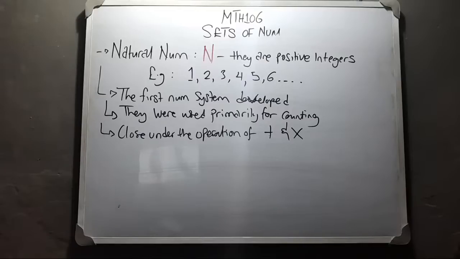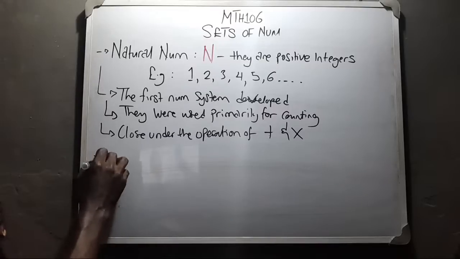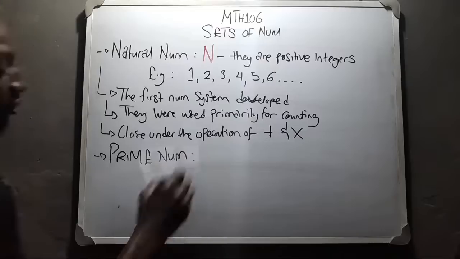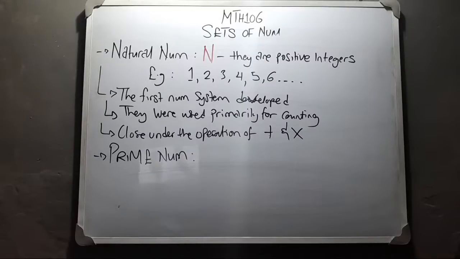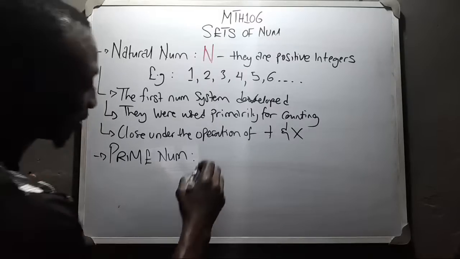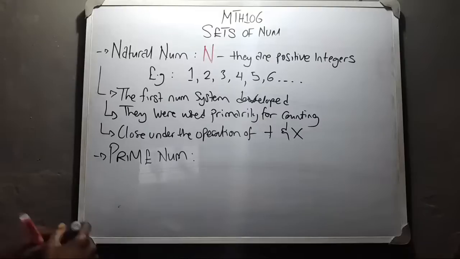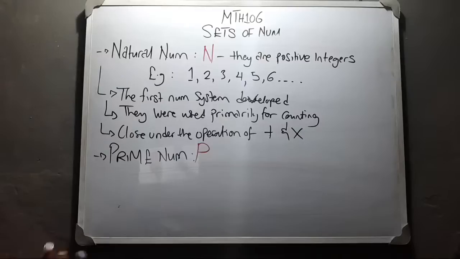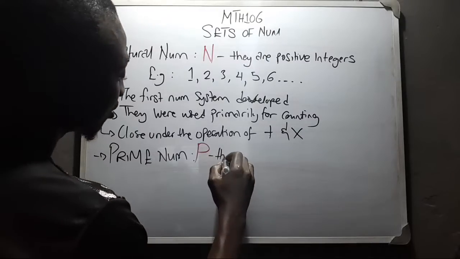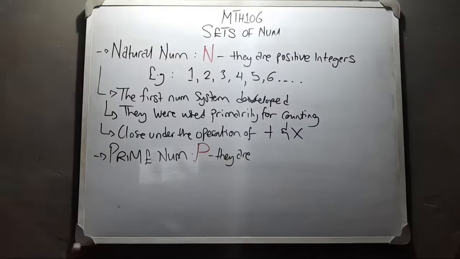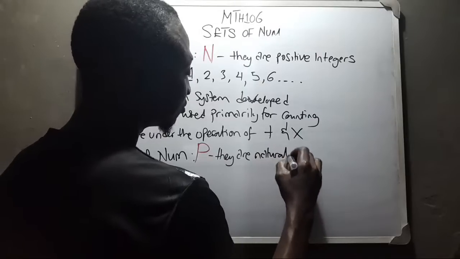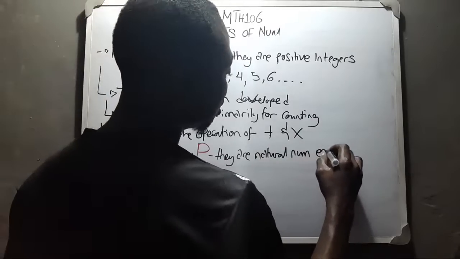Now let's talk about prime numbers. Prime. Here they are natural numbers excluding 1. They are denoted by P. They are natural numbers excluding 1.